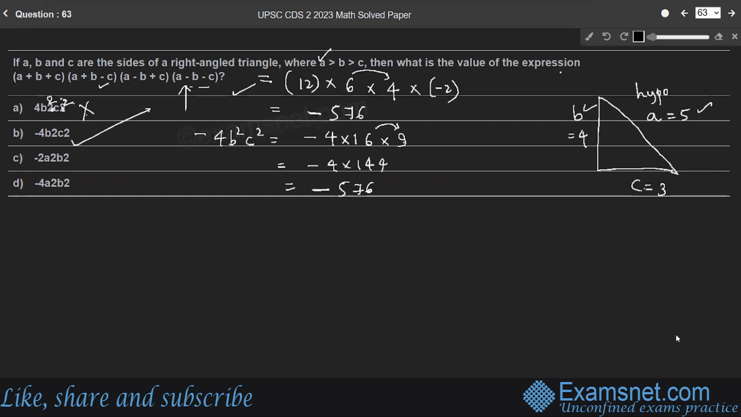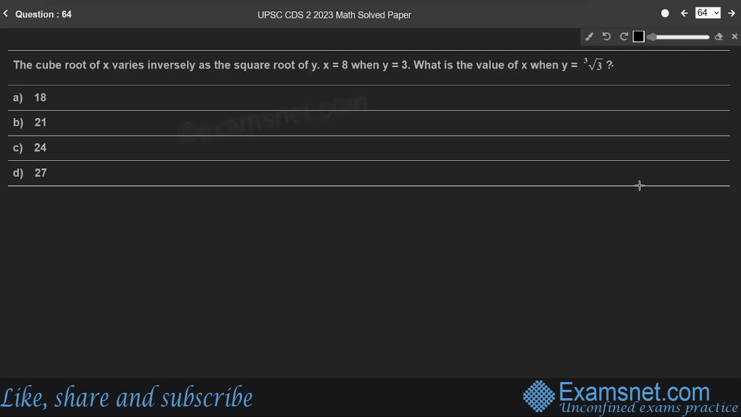Question 64. The cube root of x varies inversely as the square root of y, and x is equal to 8 when y is equal to 3. Then what is the value of x when y is cube root of 3? So students, the cube root of x is inversely proportional to square root of y. So cube root of x is equal to a constant k into 1 by root of y.